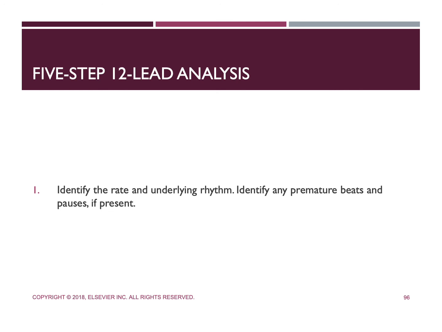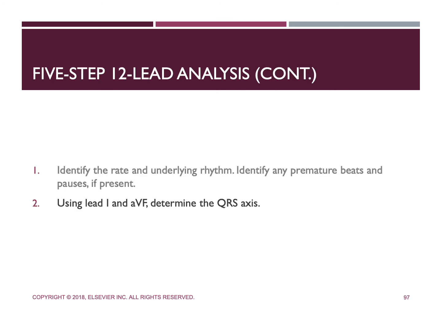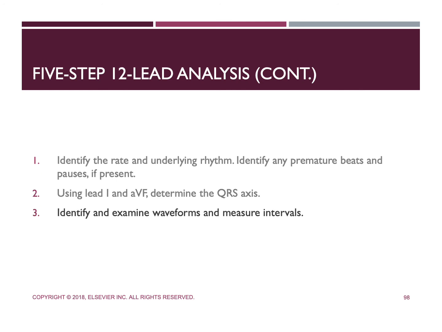After we finish step 1, we're going to head into step 2. And step 2 is using lead 1 and AVF to determine the QRS axis. As we move into step 3, we want to identify and examine waveforms and measure intervals. Now, before examining waveforms, quickly look at the calibration marker and determine if it's standard, half standard, or twice the standard.